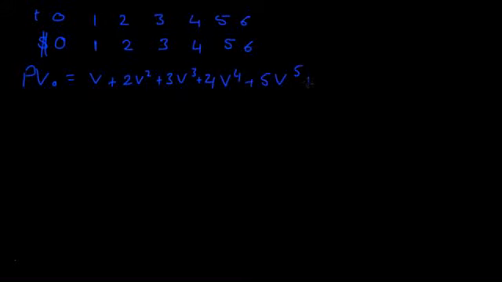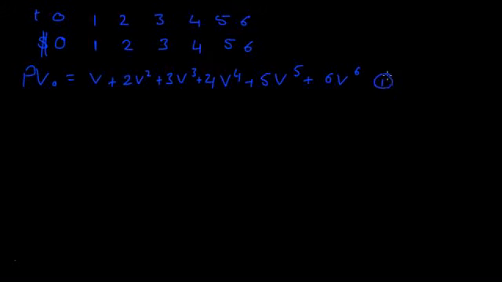5v^5 and then 6v^6. Okay, so how do we find a neat little formula that's going to take care of all of this? Especially if we were going to multiply all of these by 50 and say it's going to go up by 50 each year, it's something you may not want to be dealing with. So we want to be able to put the 50 on the outside and find out what kind of formula we can put there. Okay, so let's have a look.